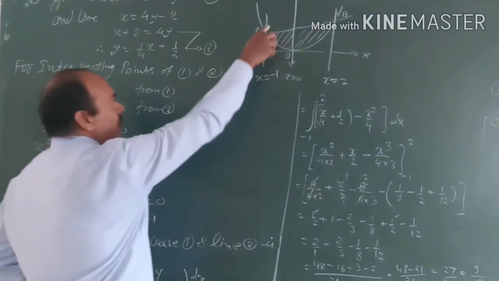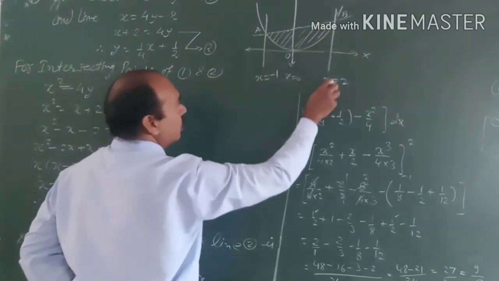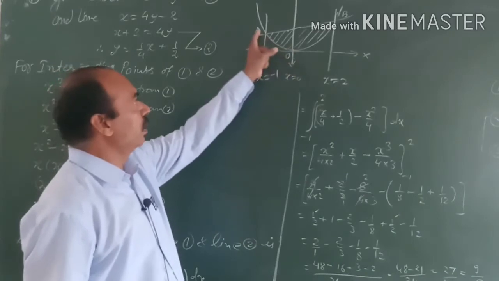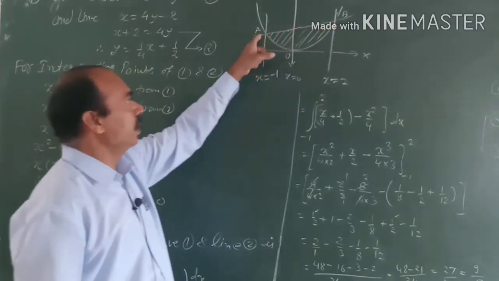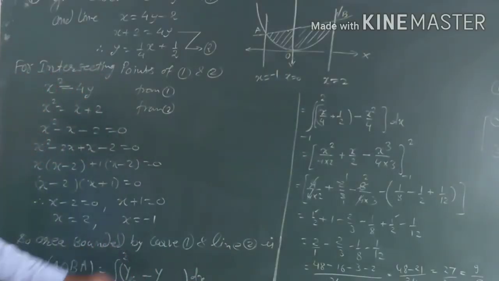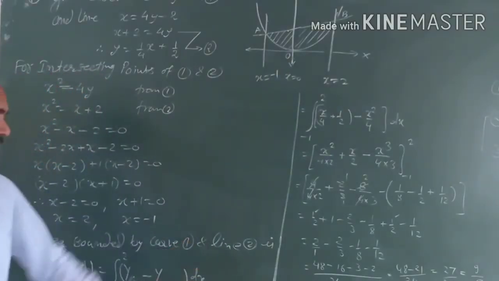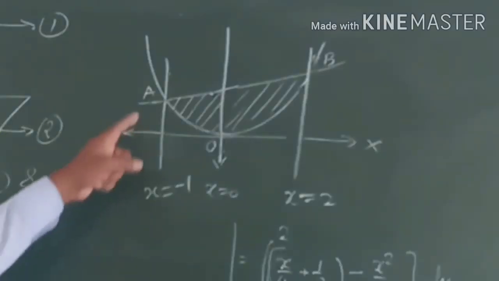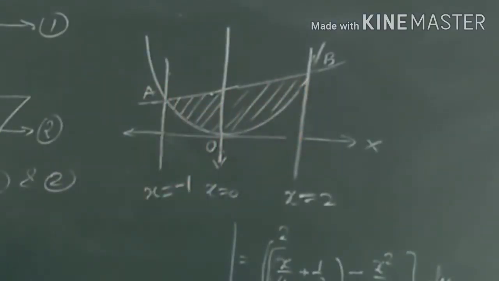So x is equal to minus 1 is the first line, and x is equal to 2 is the second line. Our area is the shaded part, A, O, B, A. It means from minus 1 to 2. So the area bounded by the curve and line is A, O, B, A. It means the integral from minus 1 to 2 of y line minus y curve.